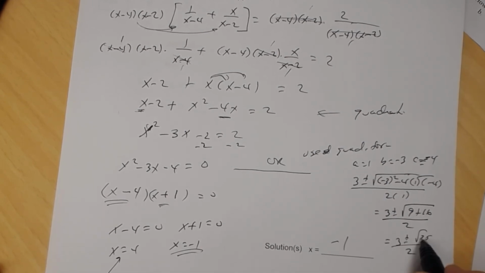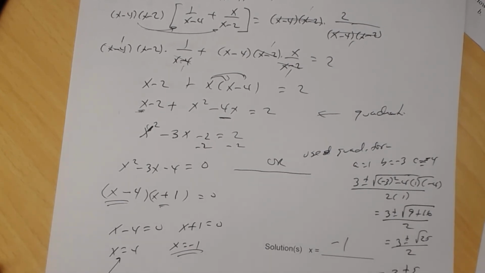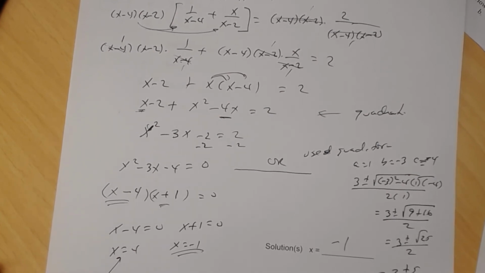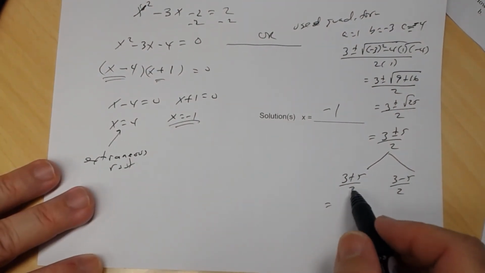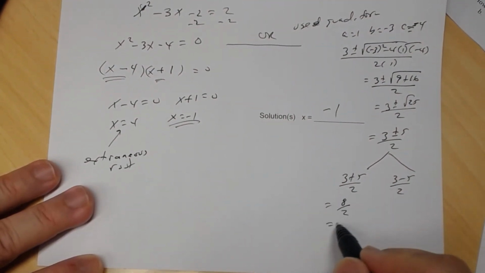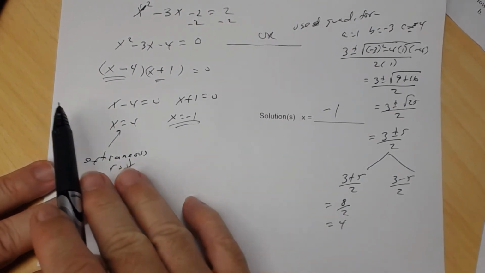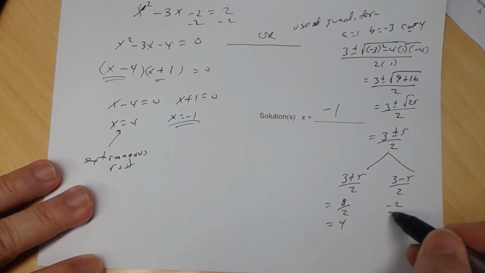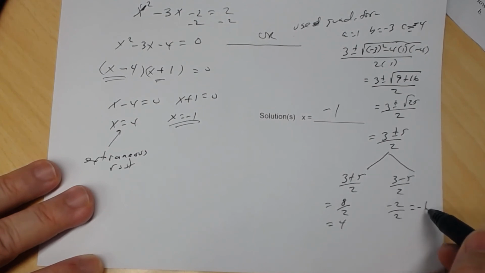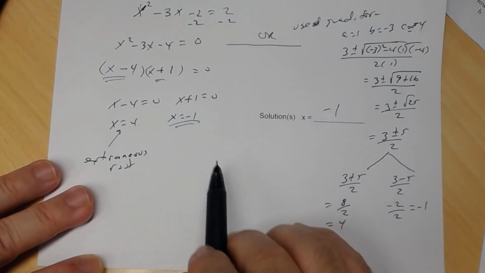25 is a perfect square, so the square root of 25 is 5. So 3 plus or minus 5 divided by 2, and then you split it apart. That becomes 3 plus 5 divided by 2, and then 3 minus 5 divided by 2. So 3 plus 5 is 8. 8 divided by 2 is 4. So that's what we found here. And then here, 3 minus 5 is -2. We divide by 2, which is -1. And that's what we got here.